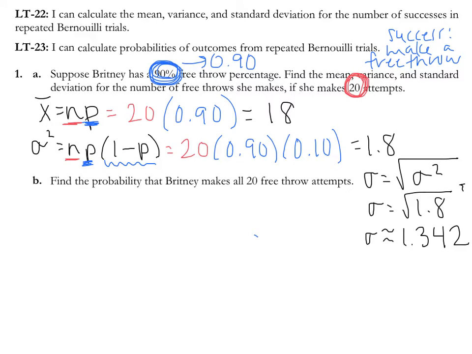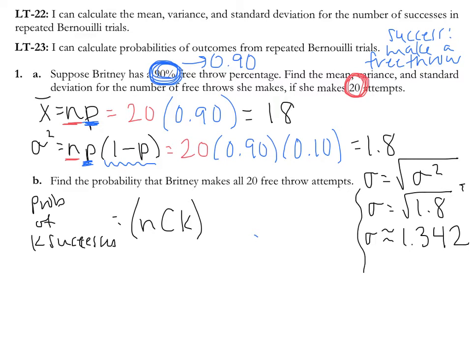So the probability of getting k successes is going to be given by the value n choose k, which we'll talk about in a second, times p to the k times 1 minus p to the n minus k. So this formula looks really complicated, but let's just talk about it piece by piece.